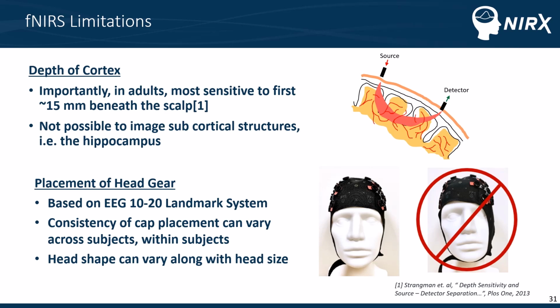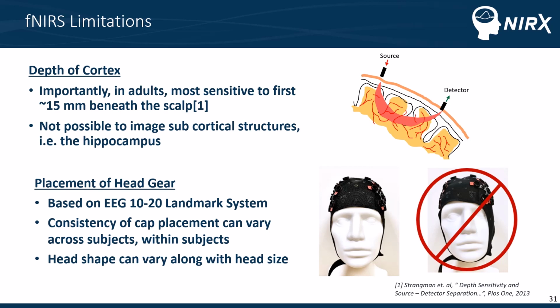Placement of headgear is a limitation of the methodology, so you need to have consistent placement of headgear across participants in order to ensure that you're imaging the same region across participants. With our system, our NIRS cap uses EEG 10-20 landmarks in order to ensure consistent placement across participants, and you also have the caps coming in different sizes. But head shape can vary along with head size, so that will also affect where exactly your probes are imaging. So it's important to keep track of certain fiducial marks and circumferences of your participant.